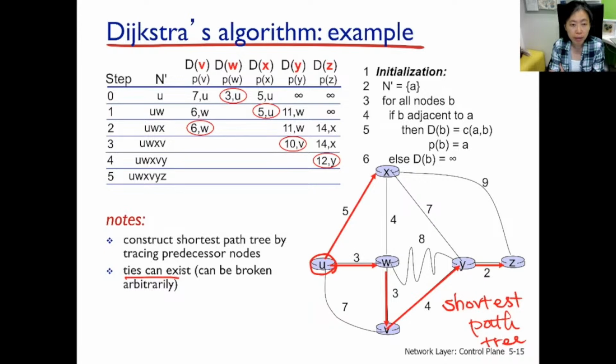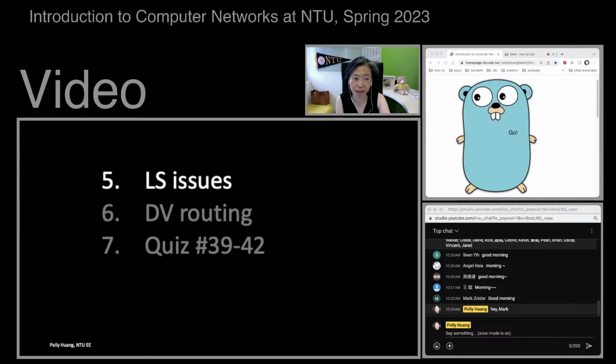Second note, the D values, when we're picking the i, can have a tie. So in that case, we just have to break the tie and pick one of those. All right, so link state routing, that's how it works.